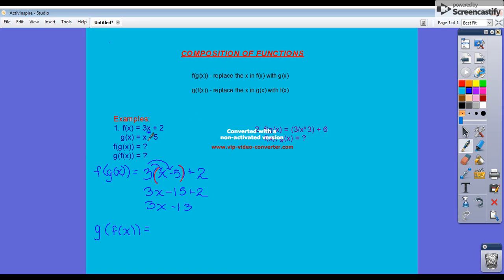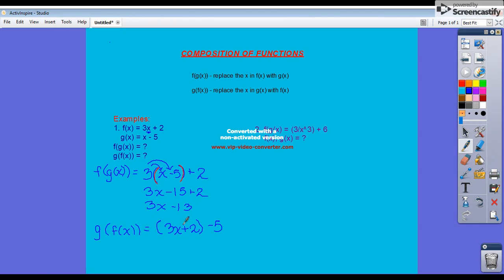So I'm going to do the exact opposite now. I'm going to replace the x in the g function with whatever f is. So I'm going to write still the g function, which is x minus 5, except I'm going to replace the x with whatever f is, which is 3x plus 2, and then I'll write the minus 5. Again, I put it in parentheses because it has a plus sign.